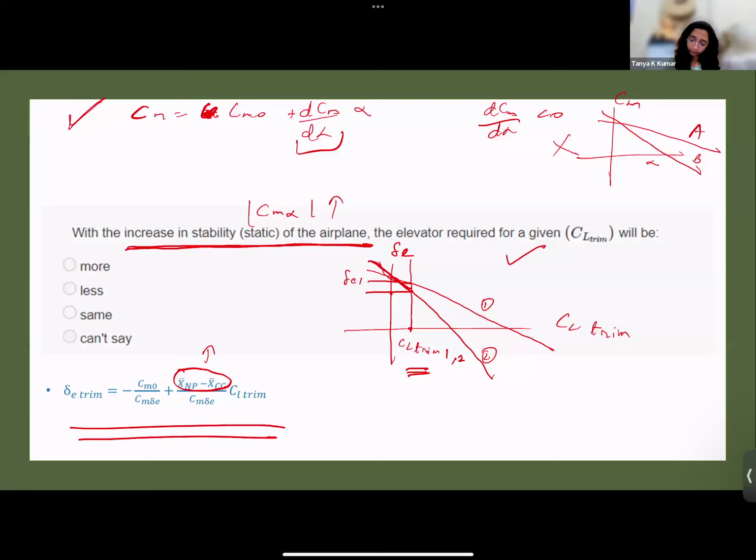This is delta E1, this is delta E2. Delta E2 is less than delta E1, hence it becomes less. Correct? I hope it's clear to everyone. Okay, let's move to the next question.